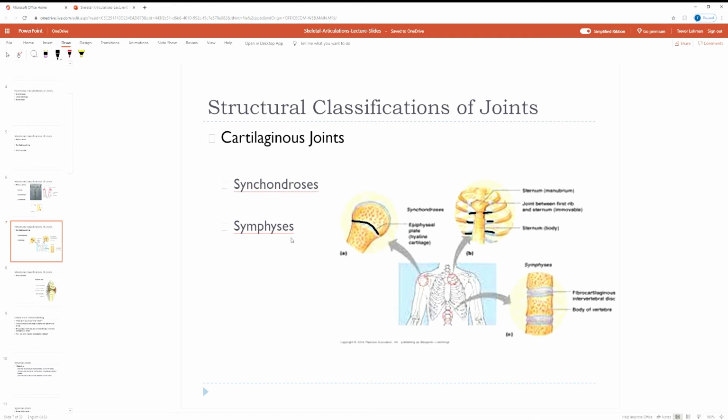Then we can look at a symphysis. A symphysis is a joint. It is composed of hyaline cartilage, but the difference is that there's a fibrocartilage disc in between the two articular surfaces. So one example would be your pubic symphysis, and another example here would be your intervertebral discs. And these allow a bit more movement, so these would be amphiarthrodial joints.